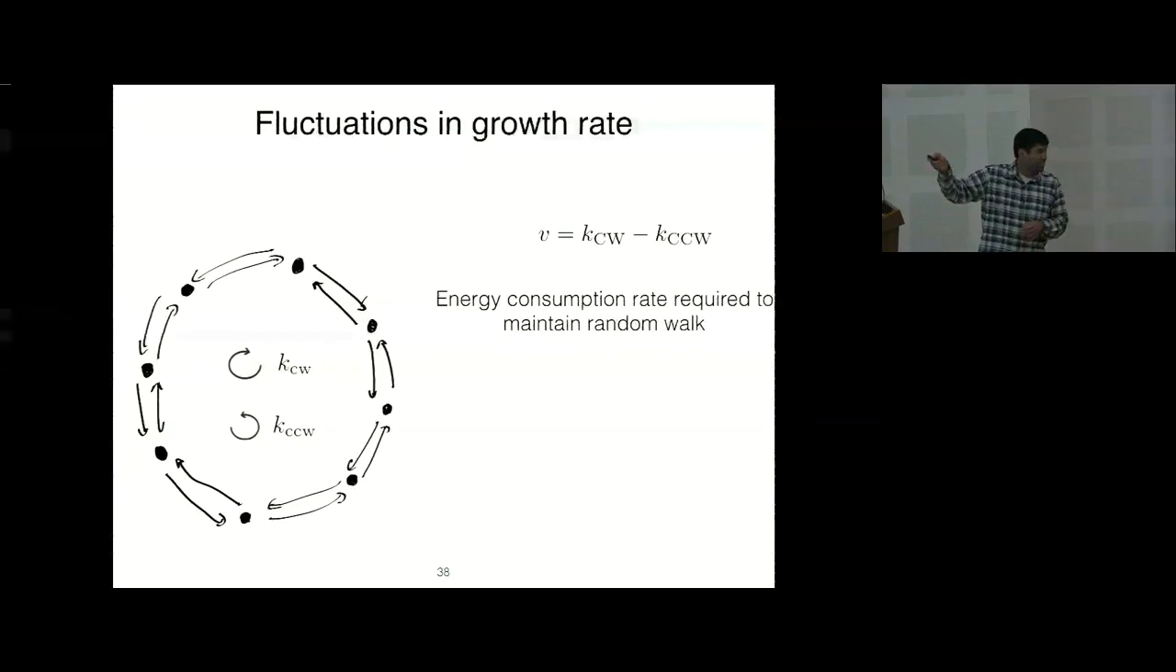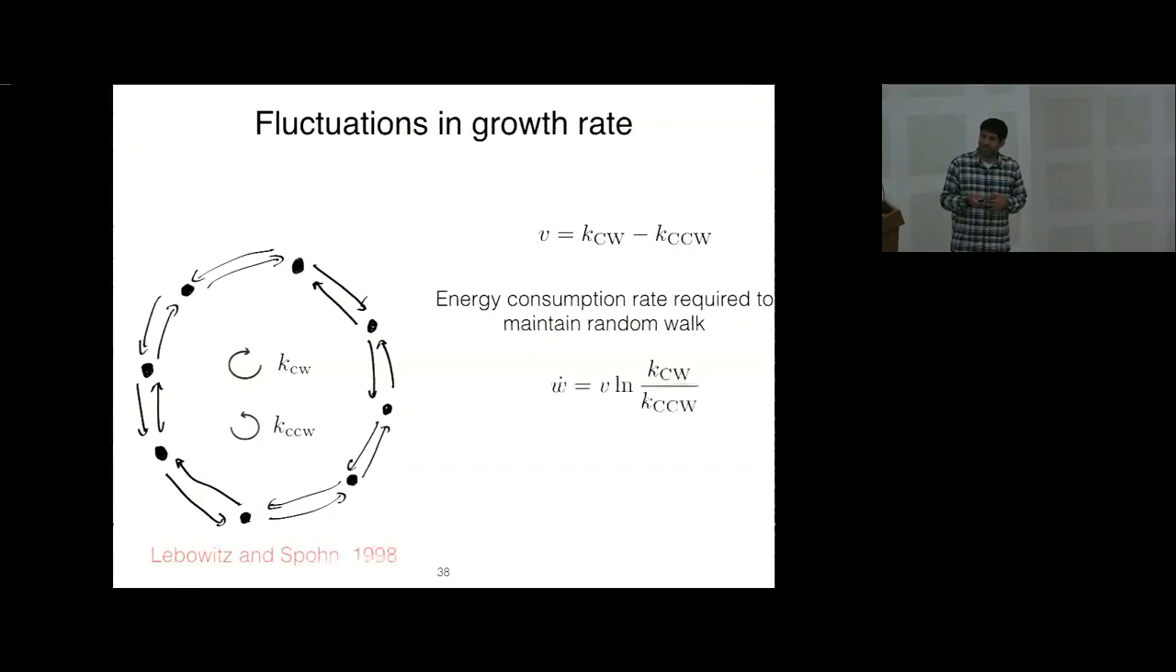If these two rates are different, you're going to set up fluxes in the system. This is not the current J. This is just a parameter V. I think I'm missing a factor here. This is just a parameter V that determines if there's going to be a current in the system. And as we discussed, the system needs to consume energy in order to maintain this random walk.